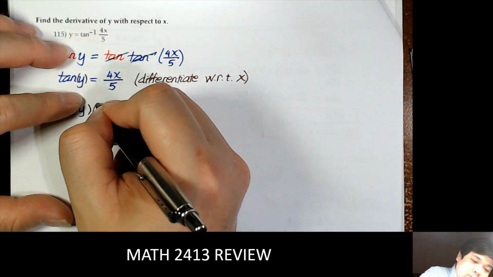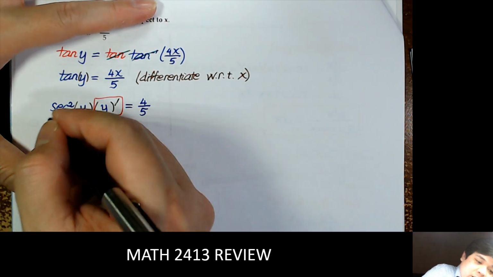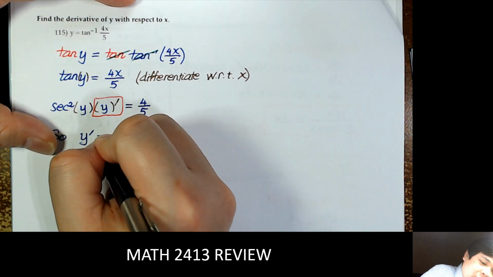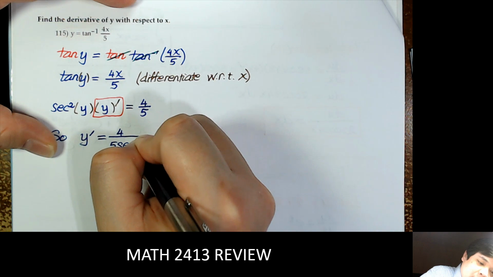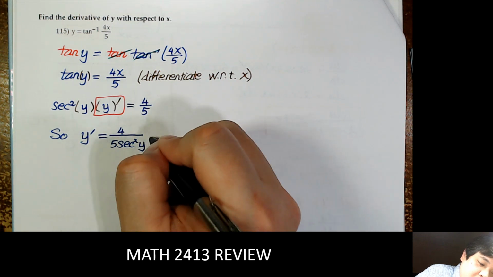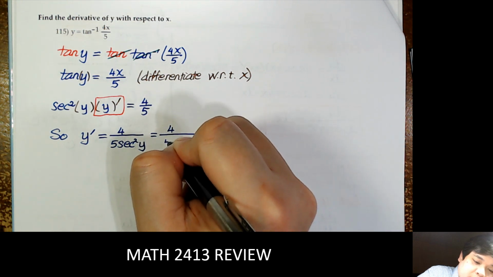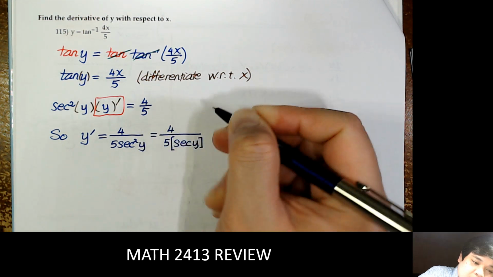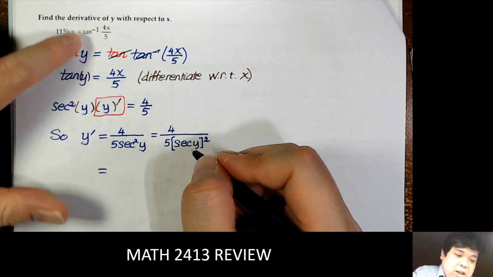So we have y prime. If we want to solve for y prime by itself, we divide by the secant square. So we say y prime, which is the derivative of this by the way, is equal to 4 over 5 secant square y. Let's rewrite that as 4 over 5 and then secant of y square.